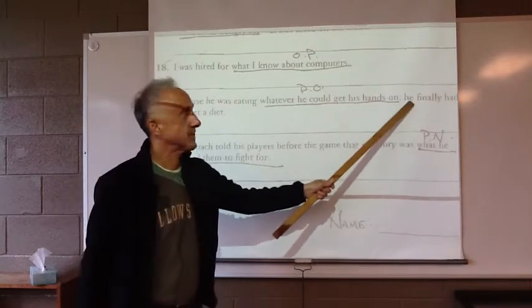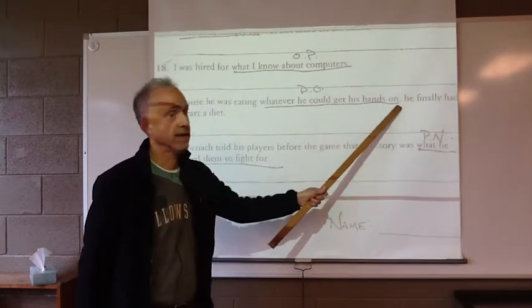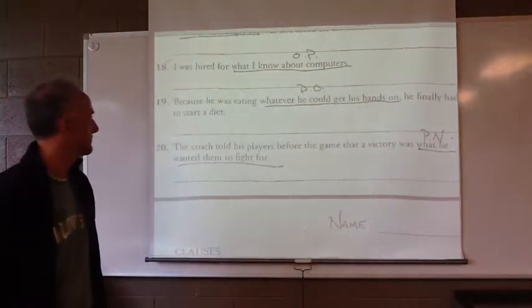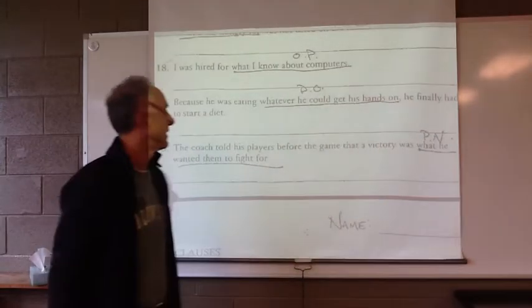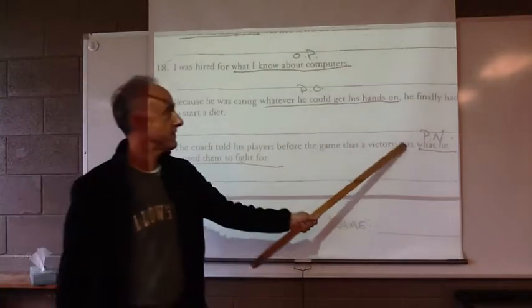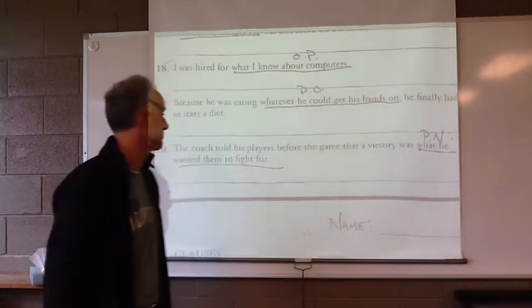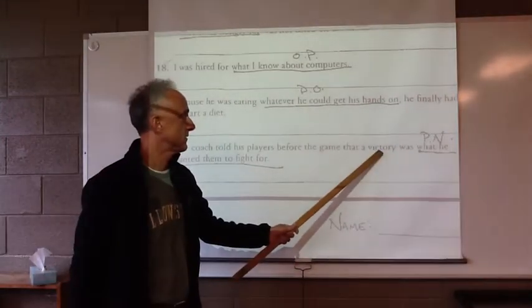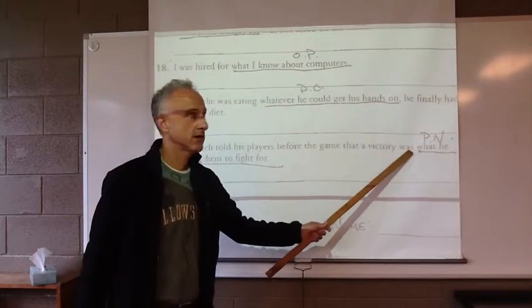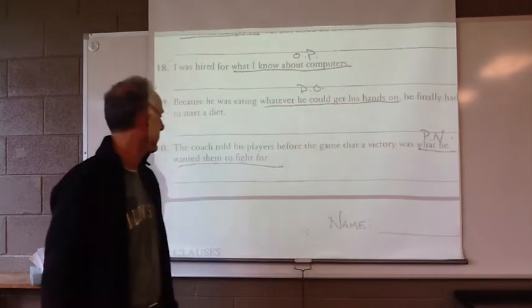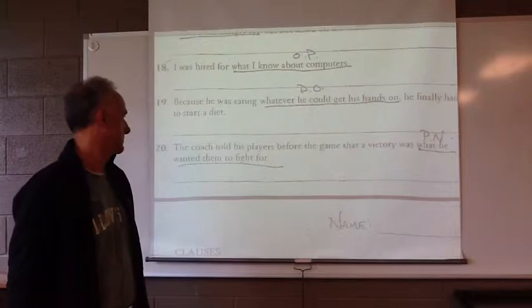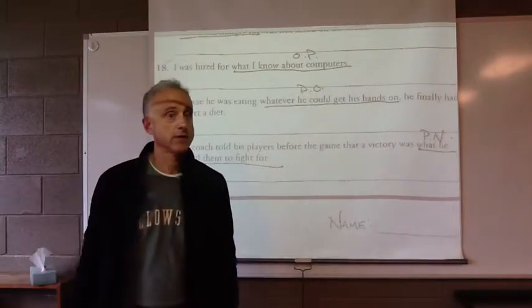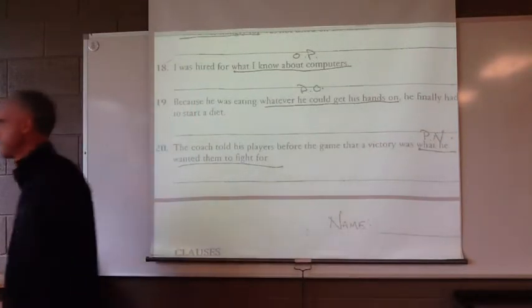Now, I start a new independent clause here, so I can't keep underlining. This is my subject. Predicate nominative follows a linking verb. "Victory," subject, "was," linking verb, and then everything after that's your predicate nominative. Now let's look at the other worksheet that you did.